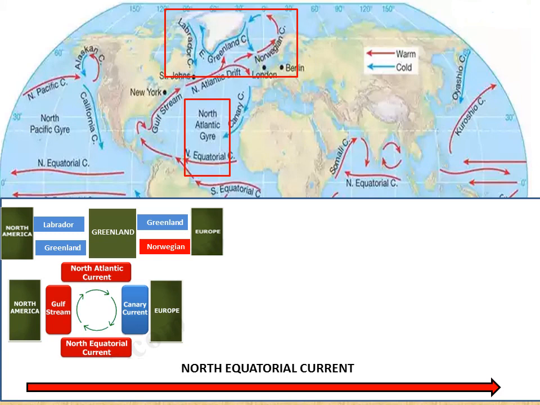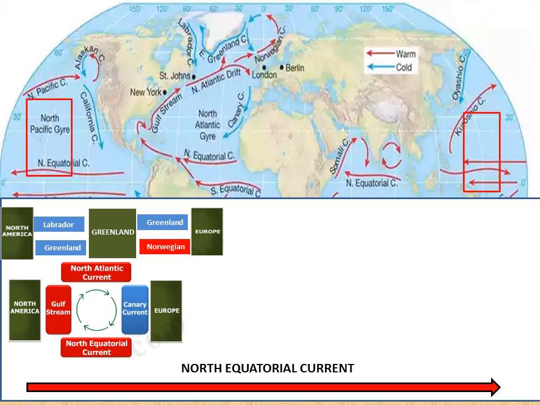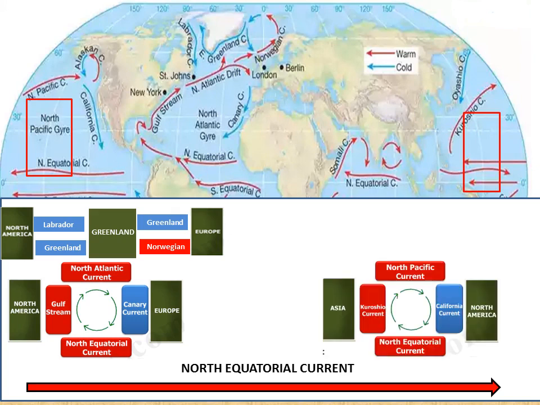Now let us take the second part. The second part is the part between Asia and USA, or North America. The first important current over here is the Kuroshio current. Again our rule applies over here. On the eastern part you have warm currents. So the Kuroshio current is a warm current and it is on the eastern margin of Asia.